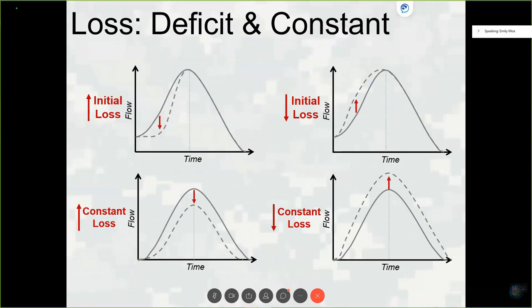The constant loss rate affects the magnitude of the entire hydrograph throughout the whole event. So increasing that constant loss pulls more volume out of the hydrograph, which reduces the overall peaks, and decreasing the constant loss rate has the opposite effect and increases volume and peak magnitude.